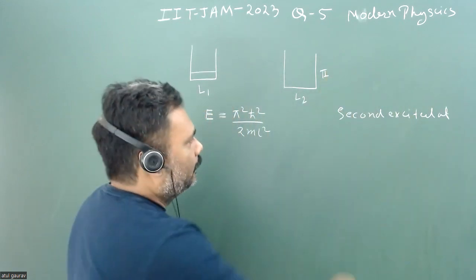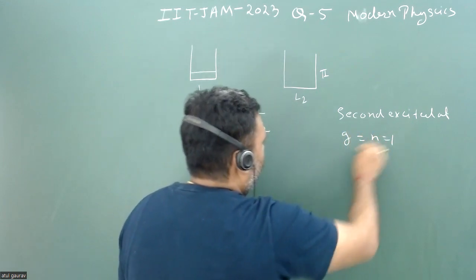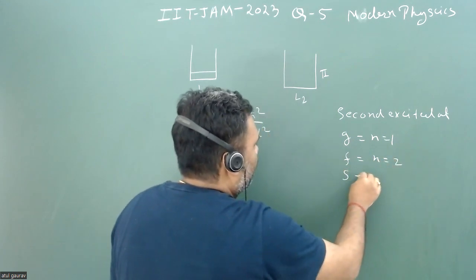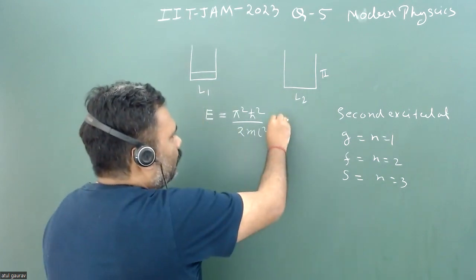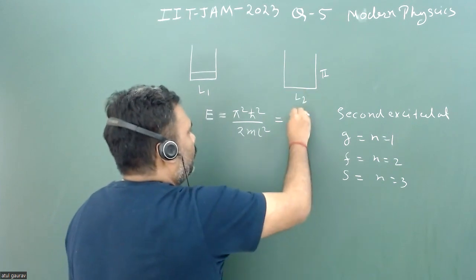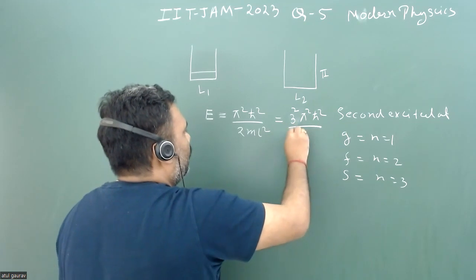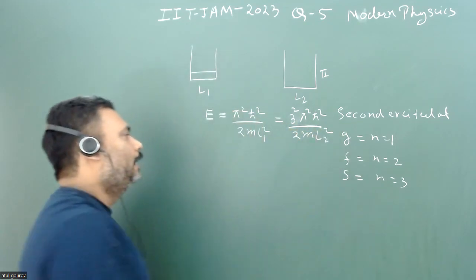What is the meaning of second excited state? So ground state means n is equal to 1. First excited means n is equal to 2. And second excited means n is equal to 3. So this energy is equal to 9, or you can just write 3 square pi square h cut square upon 2m L2 square. Here we will go for L1 square.